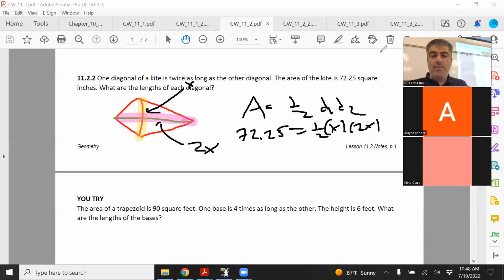How do I solve this? Well, I can cross out the halves and combine the X's. And then I square root both sides. That's how you undo the square.